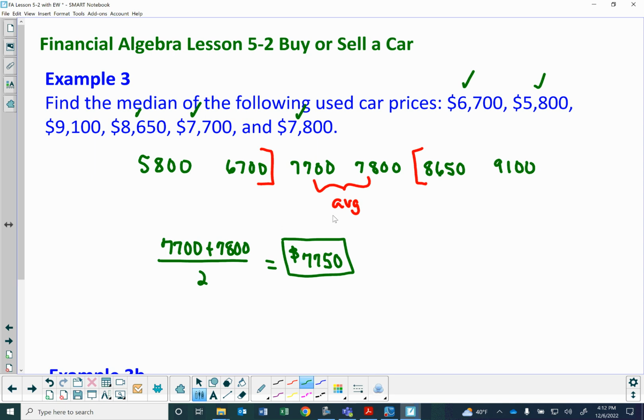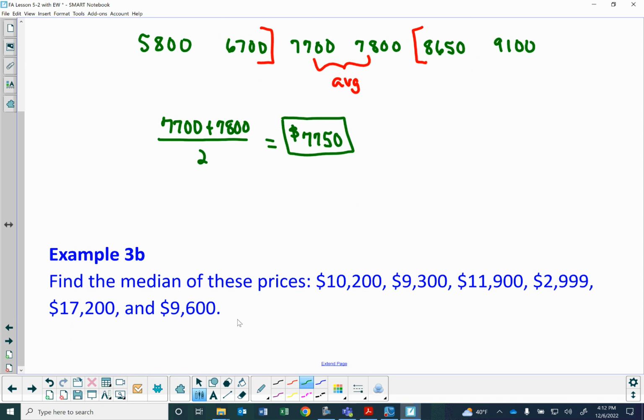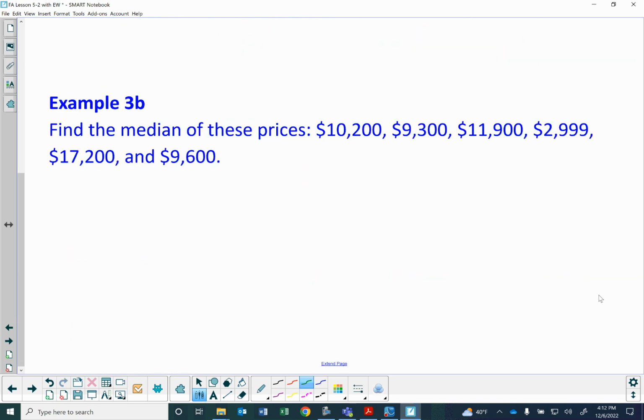Okay, let's practice one more of these. Find the median of these prices: 10,200, 9,300, 11,900, 2,999, 17,200, and 9,600. There's definitely an outlier there. If you look at the data set, most of them are between 9,000 and 11,000, except you have a big giant outlier of 17,000 and a really small outlier of 2,999. So we have 2 pieces of data that seem to be outside of the majority of the rest of the data, which means that we have an outlier.